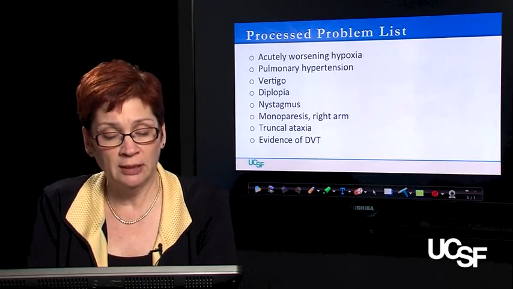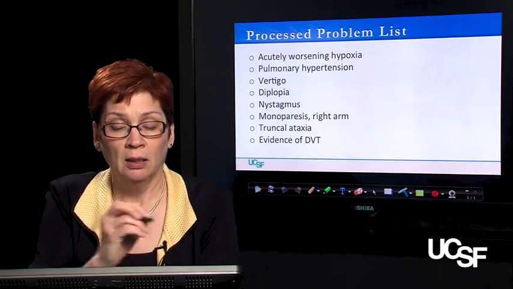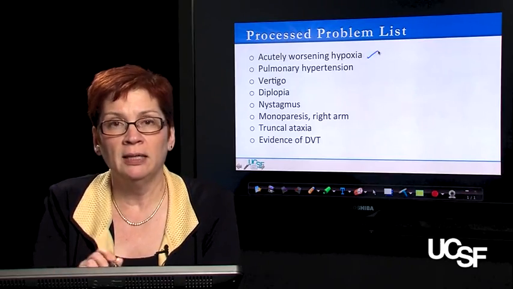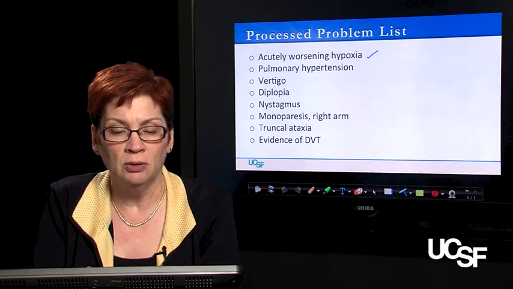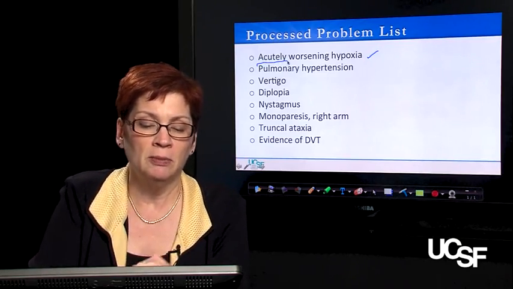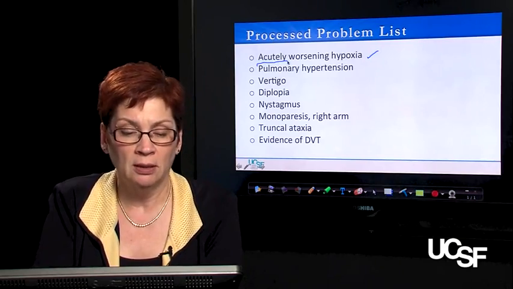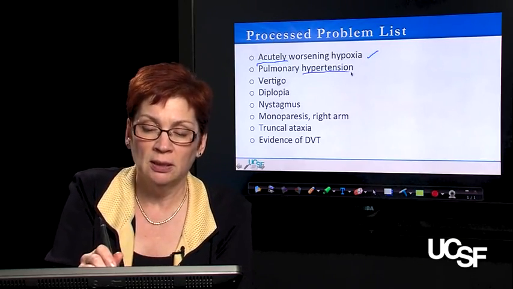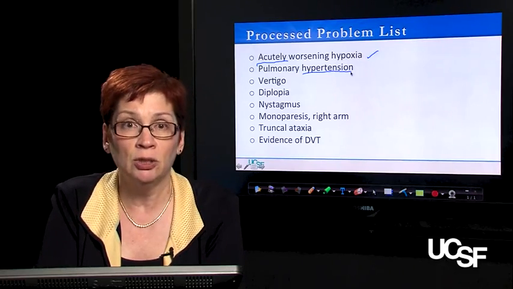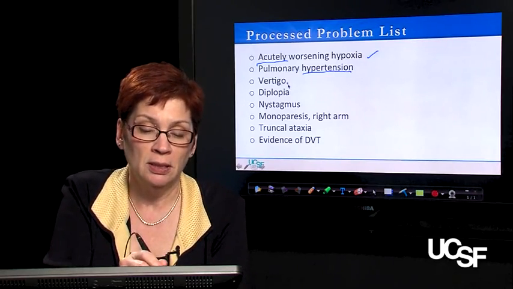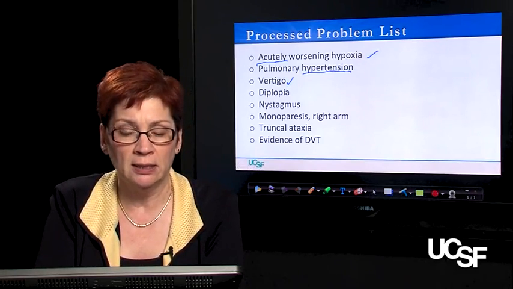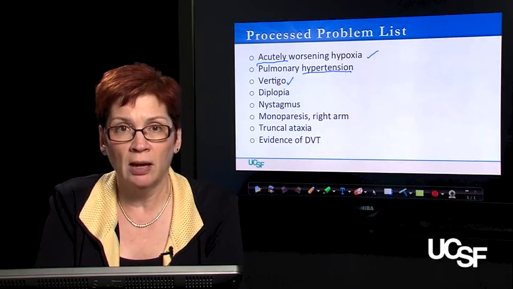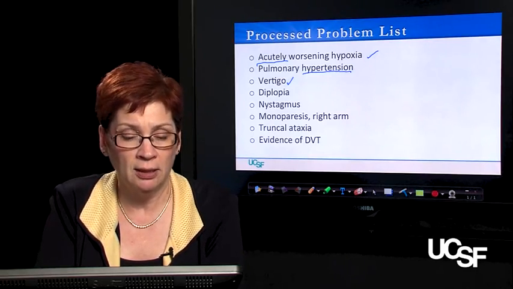So let's look at a processed problem list. Acutely worsening hypoxia accounts for the increased respiratory rate and the drop in the PO2 and describes the time course over which it presented. Pulmonary hypertension is how we would process an elevated P2 in this setting. Vertigo, it's not lightheadedness, it's a specific type of dizziness that describes a rotary component to it, and she has articulated that clearly.